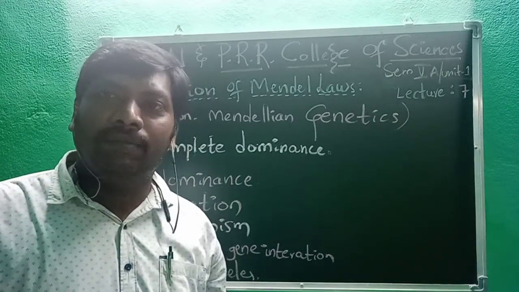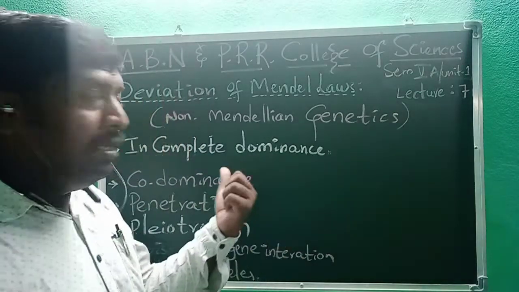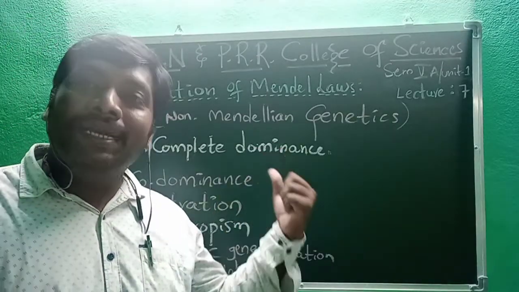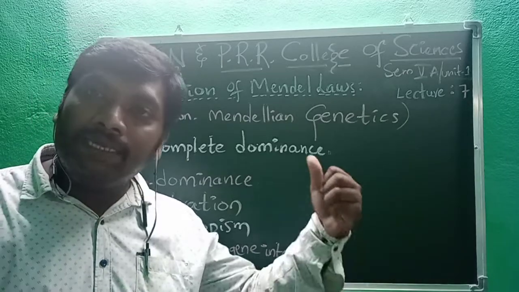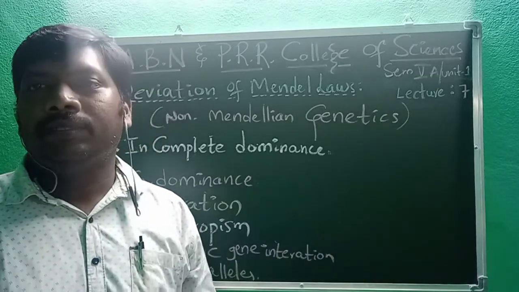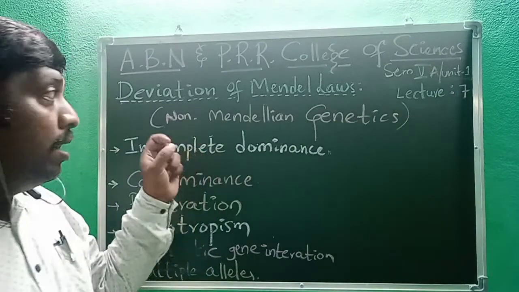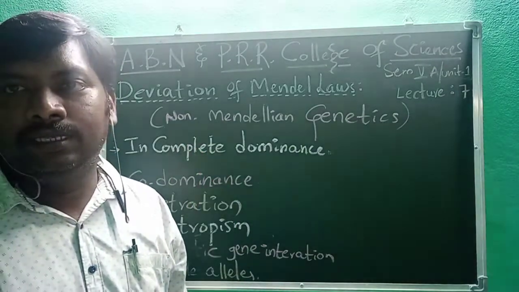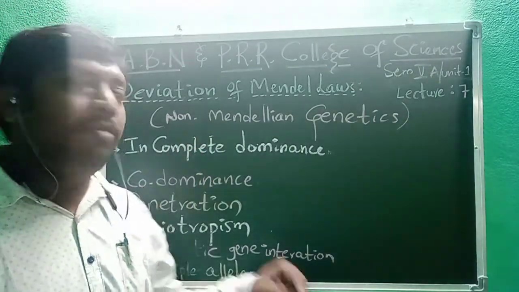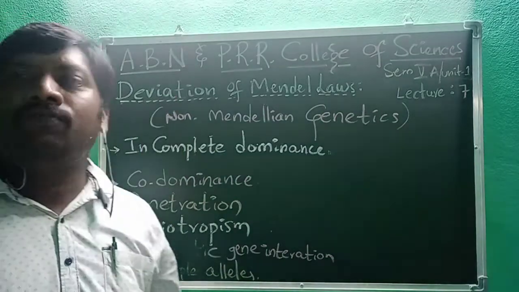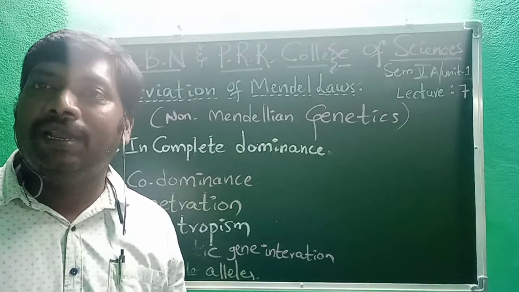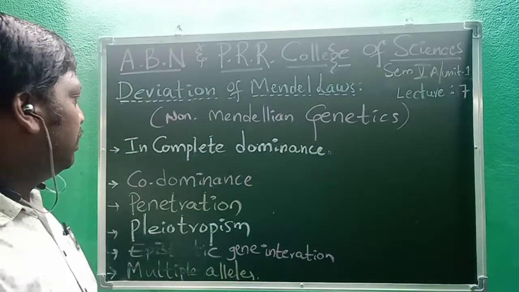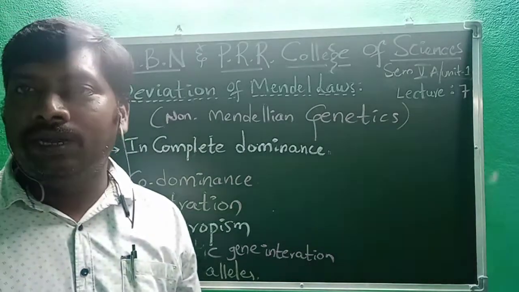Mendel's laws make up Mendelian genetics. Mendel did not explain these types of variations or these types of methods. So this is non-Mendelian genetics. These are termed as deviations of Mendel laws. They are nothing but deviations of Mendel laws. What are they? The first one is incomplete dominance.